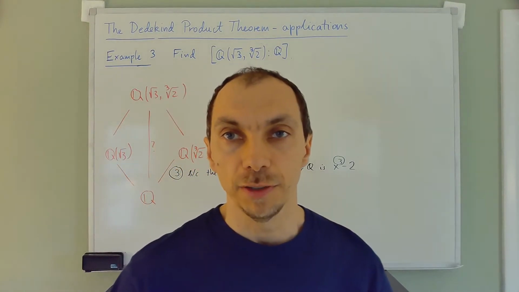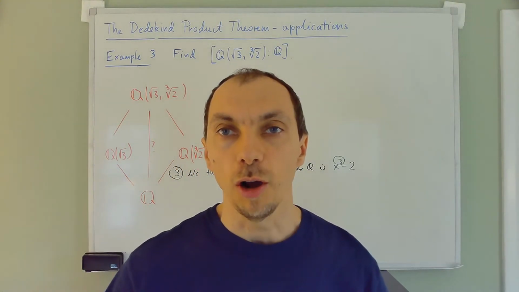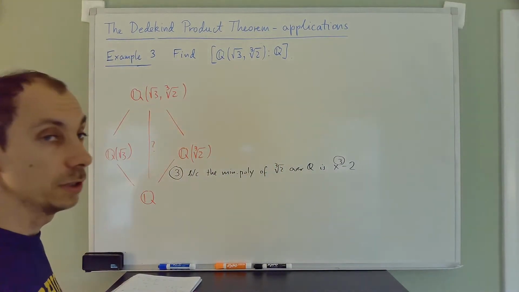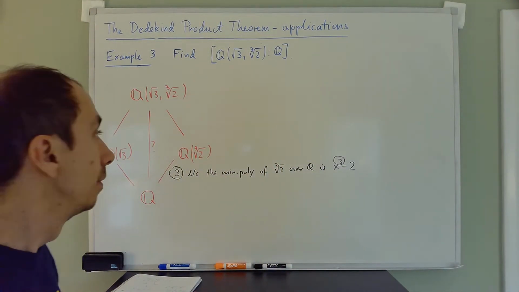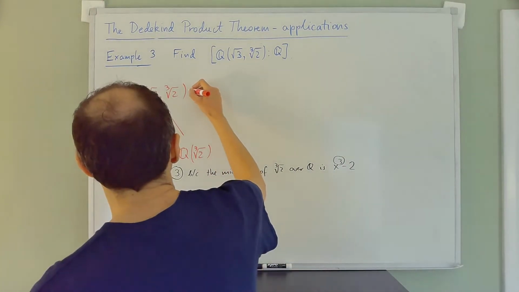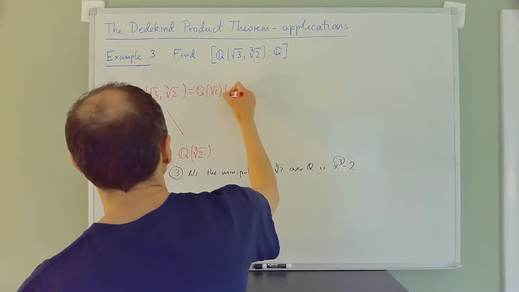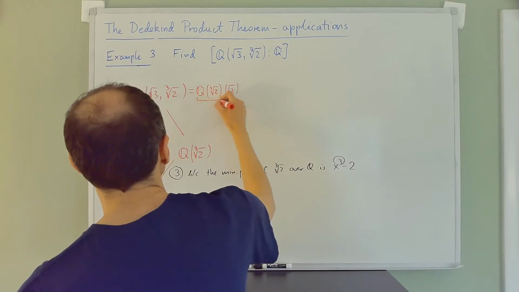You can again pause the video here and try to argue what's this number here between those two fields. And let me now show you how to get it. So this is Q adjoined cube root of 2, radical 3, right? That's my F.